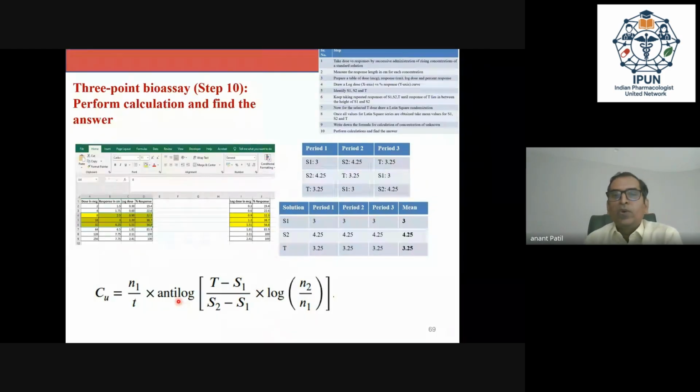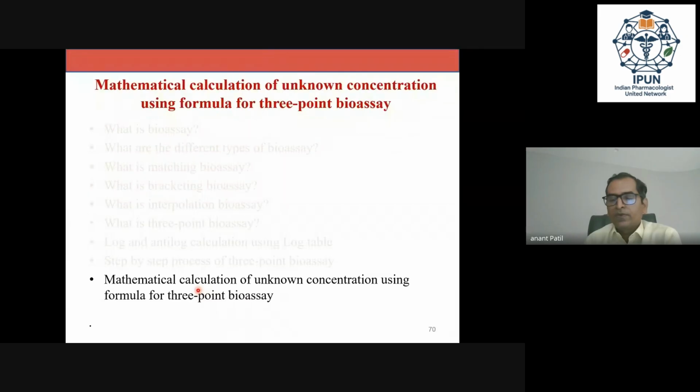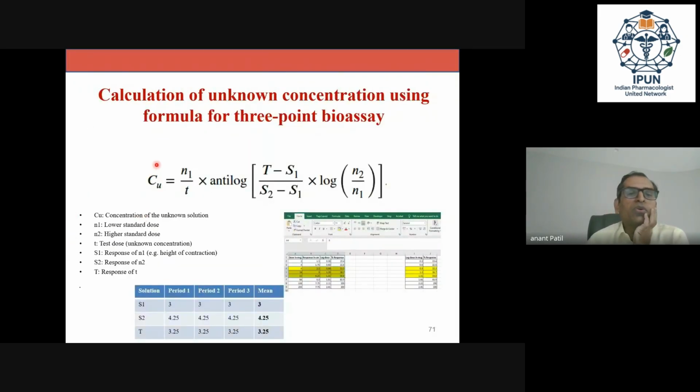So N1 stands for... Cu, we know what Cu is. It's the concentration of unknown, which is what we did the experiment for, calculating the concentration. N1 is the lower standard dose. In my case, it was 16. The lower standard dose was 16 microgram.